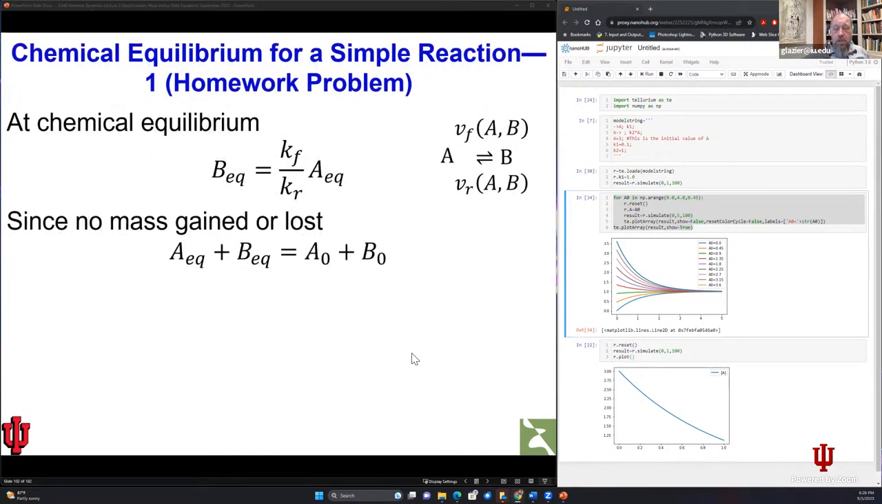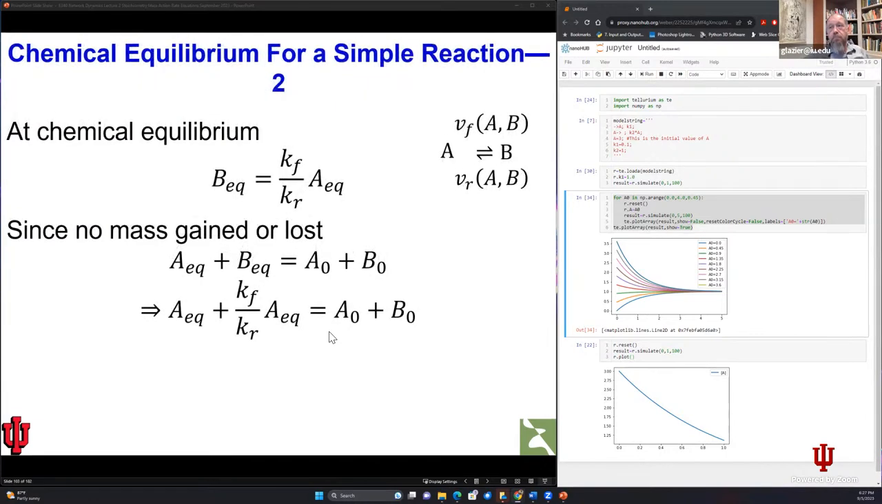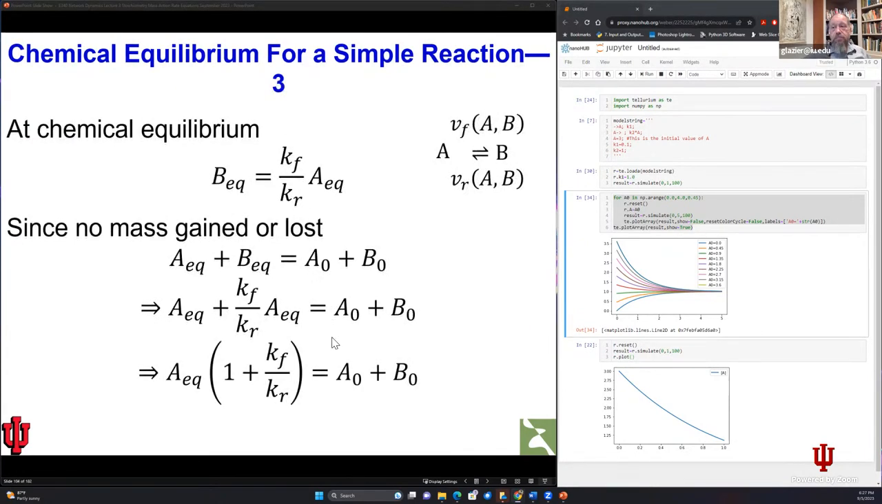In the case of mass action, for a simple reaction like this, it's pretty straightforward. If I have more complicated reactions, 3A plus B goes to 5A plus C, then solving the equilibrium is a little bit more complicated. Notice that at any given time, A equilibrium plus B equilibrium is the initial amount of A plus the initial amount of B. Mass is conserved. And so then I can solve the whole thing if I like.